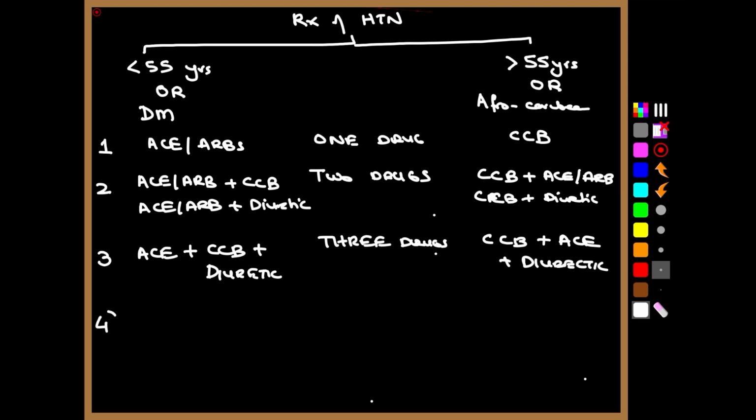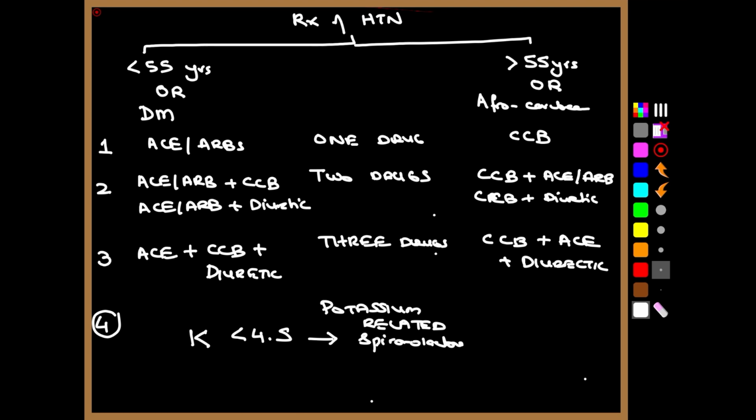The fourth step is where we bring in potassium. So it's potassium related. And it's the same for both less than 55 or greater than 55. If somebody has a potassium of less than 4.5, then we'd want to talk about spironolactone, because they are potassium sparing. And if somebody has a potassium of greater than 4.5, that would be alpha or beta blocker.